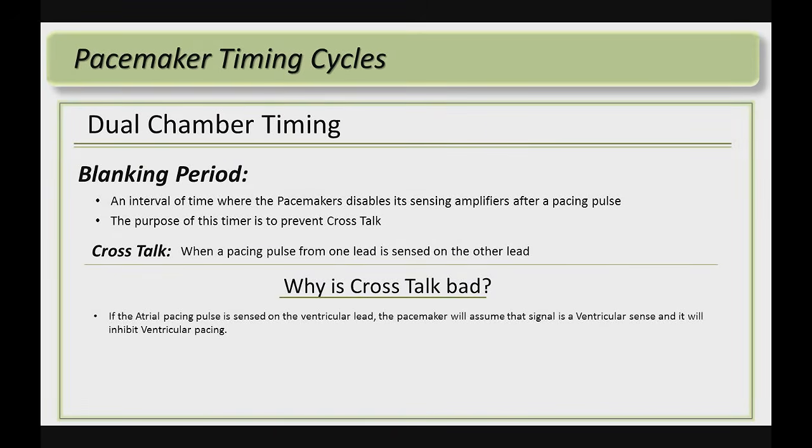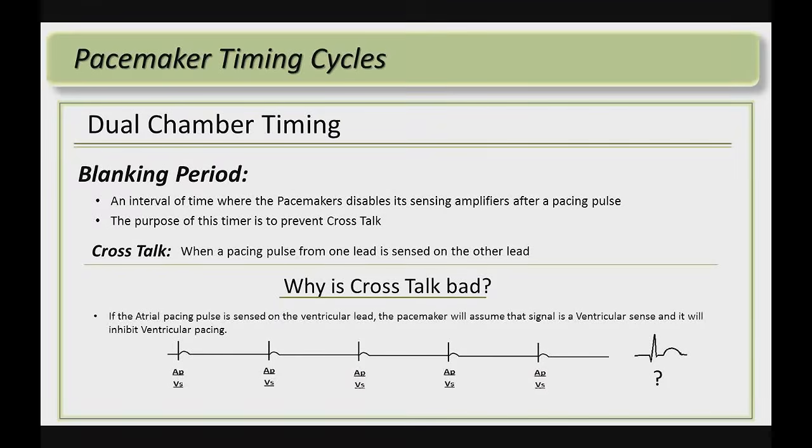So you might be asking, why is crosstalk bad? If an atrial pacing pulse is sensed on the ventricular lead, the pacemaker will assume that that signal is a ventricular sense and will inhibit ventricular pacing. In a dependent patient, it would look something like this. A pace, V sense, A pace, V sense, A pace, V sense, lots of P waves, and no QRSs. So how does the pacemaker fix this problem?